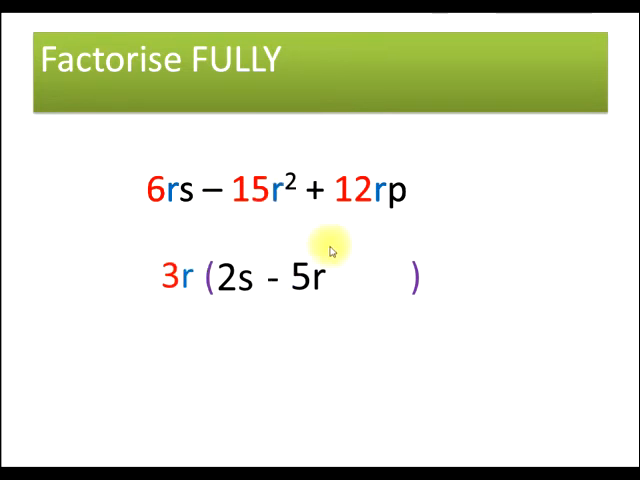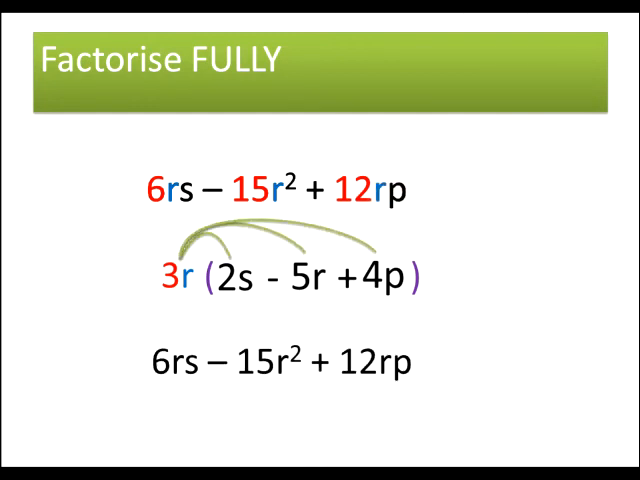And an r times an r would give me r squared. Now 3 times what would give me a positive 12? Well, that would be a positive 4. And if you look here, I've got an r. What's missing is the p. So r times p is rp. And there we have it. Just again expand it, make sure it works, then you know you've got all the marks.